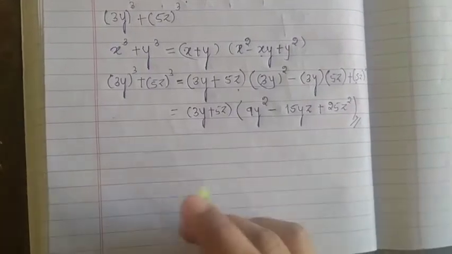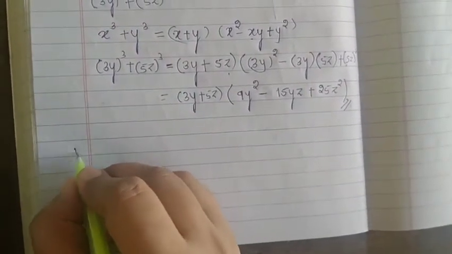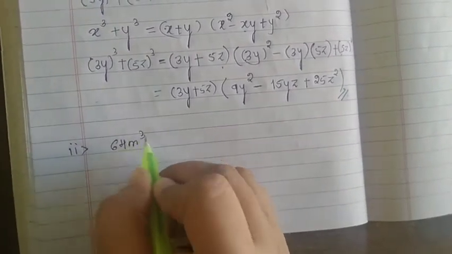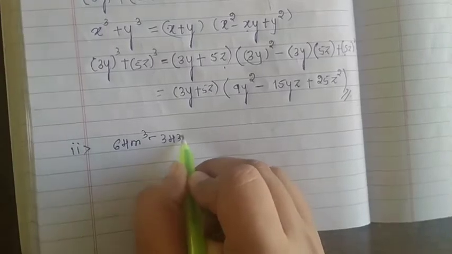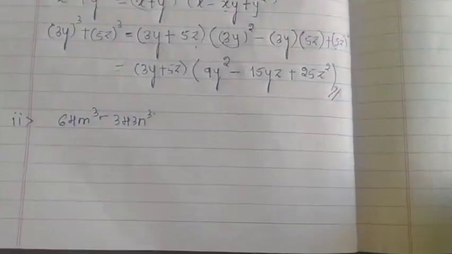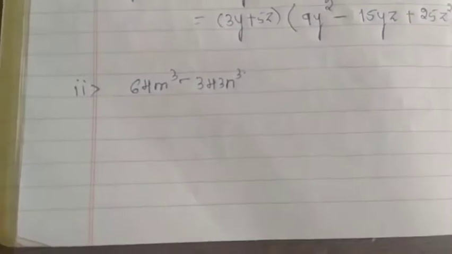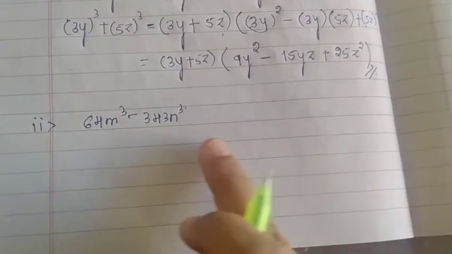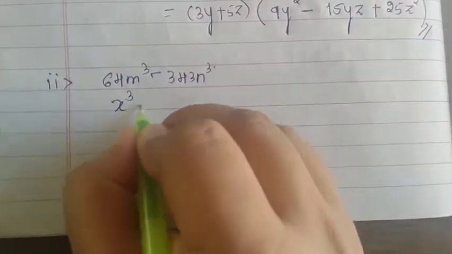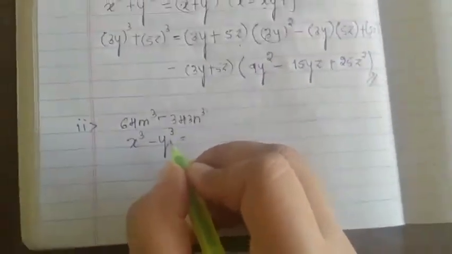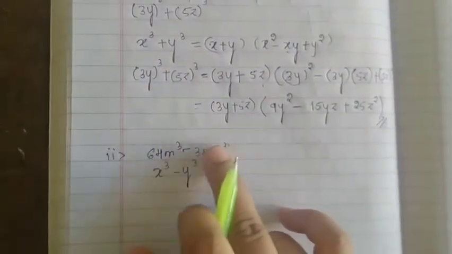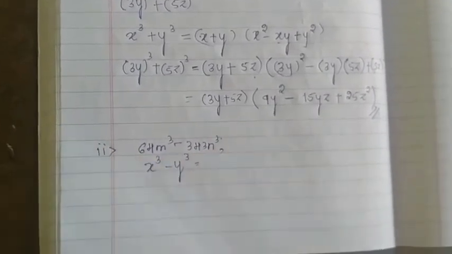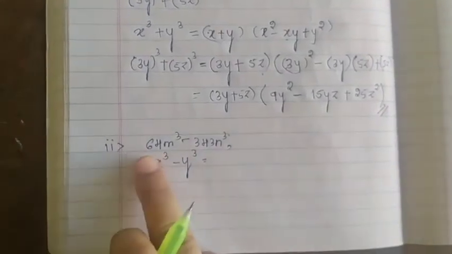The next question, the second one, is 64m cube minus 343n cube. Now see here, 64m cube and 343n cube. This is in the form of the x cube minus y cube identity. At first you just simplify this. These are perfect cubes, and you have to identify first of which number.